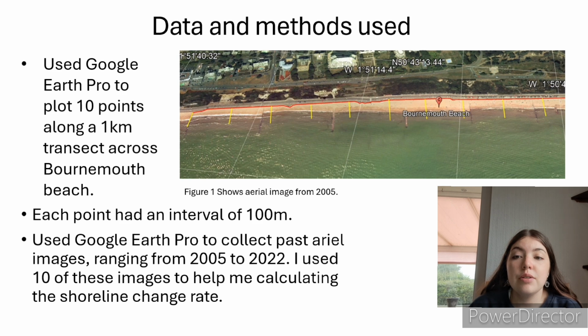Data and methods used. I used Google Earth Pro to plot 10 points along a 1 kilometre transect across Bournemouth Beach. Each point had a 100-metre interval. This can be seen in Figure 1. I then used Google Earth Pro to collect past aerial images. These images ranged from 2005 to 2022. I used 10 of these images to help me with calculating the shoreline change rate.